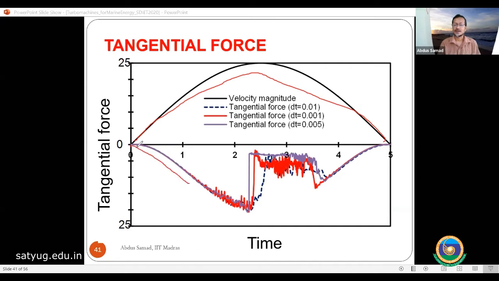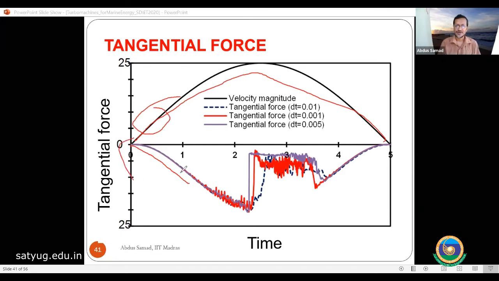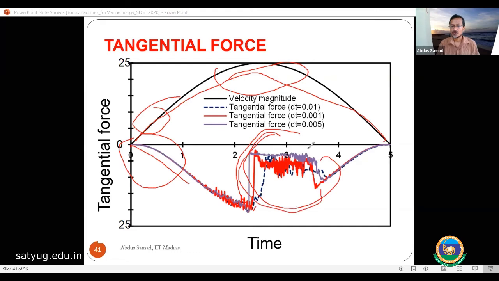Initially, when the turbine air has lower energy or lower velocity, we got lower torque. That's fine. But when the air velocity became very high, we got very low torque. Forget about the negative and positive, just see the magnitude. We got very low torque. Why? Because flow separation occurred.